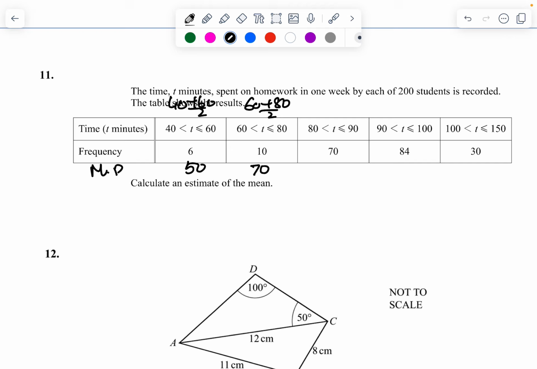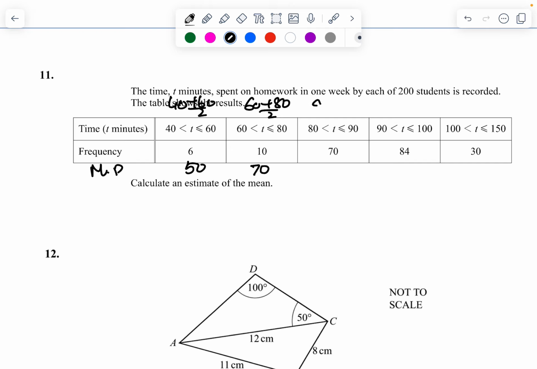So what am I going to do? I am going to find the midpoints for all these. That will give you the x value. So let me calculate the midpoints for the other classes also.